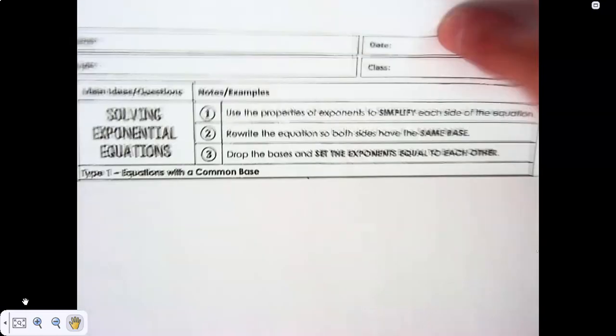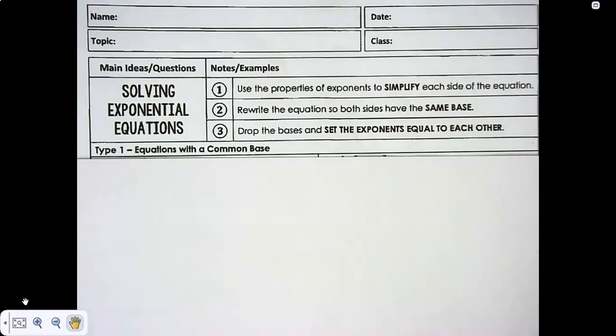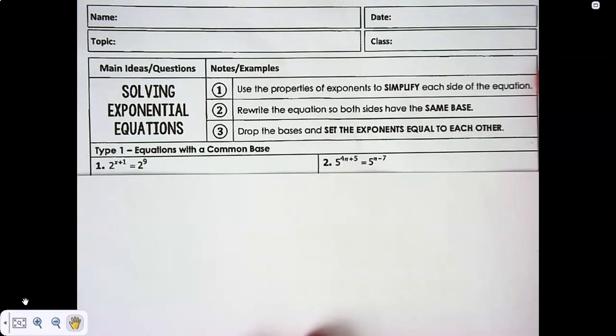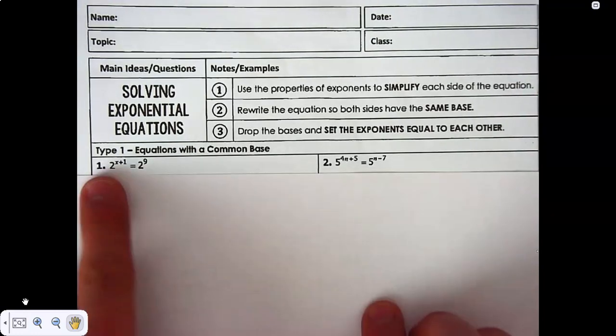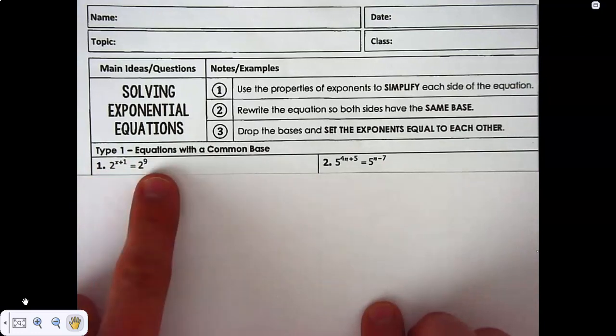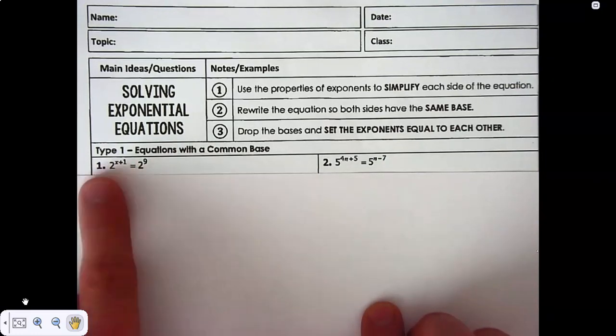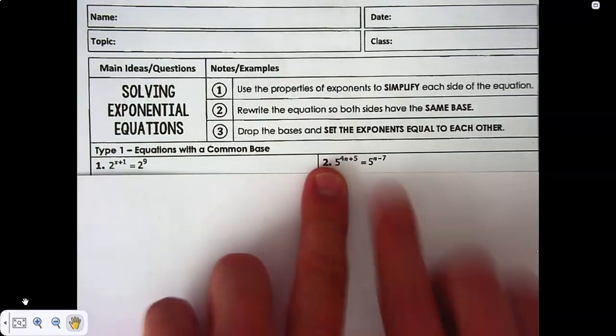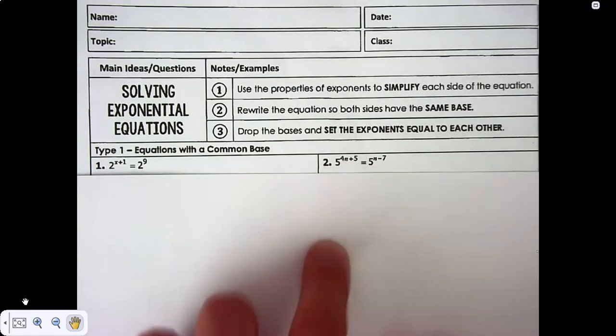So if we start with our first problem, and you notice it says type 1, equations with a common base. So that's these problems right here, where we have 2 to the x plus 1 and 2 to the 9th. The 2 is the base, and they're common because they're the same. Same thing over here with the 5s on number 2.